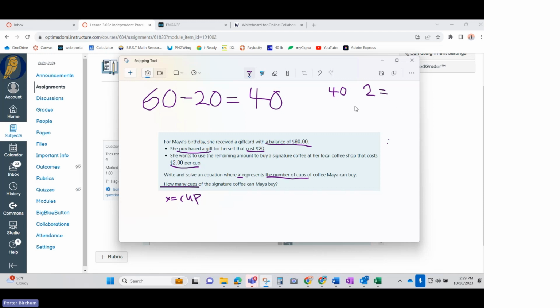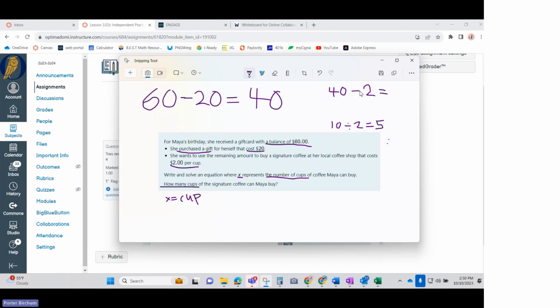What do I do with these two numbers? Maybe if I had $10, I'm just going to try and use easier numbers, and each cup costs $2, I could buy 5, right? Because if all I had was $10, each thing cost $2, I could buy 5 things. 10 divided by 2 is 5.